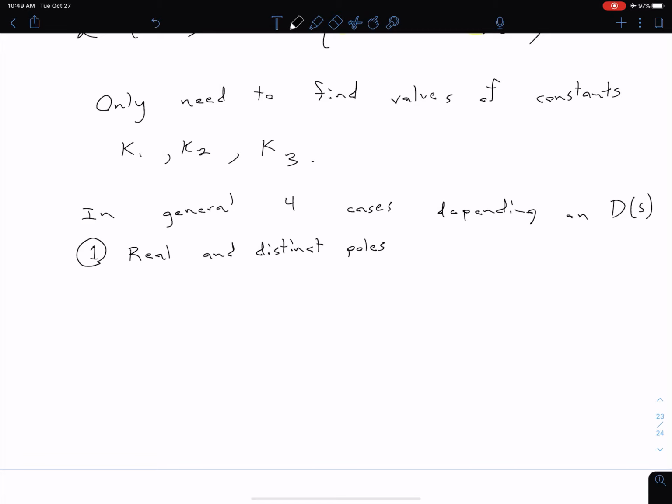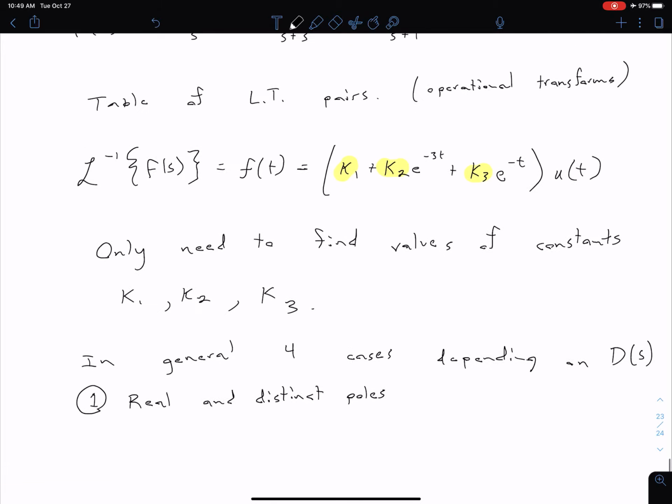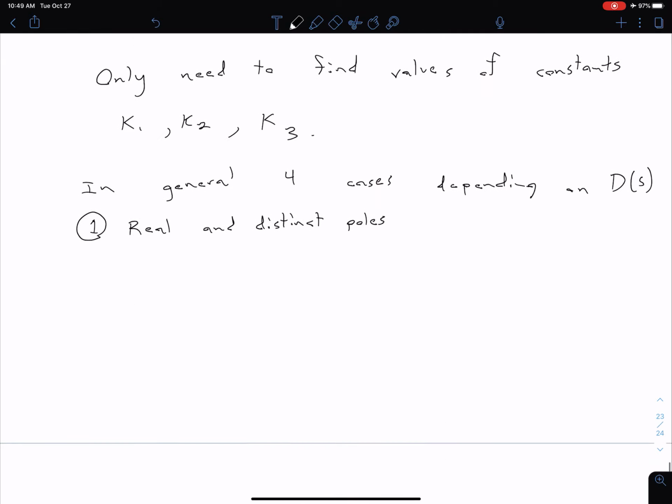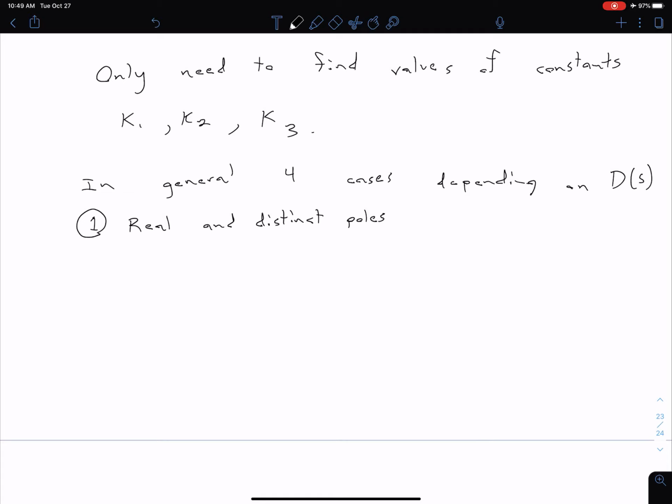As we've talked about before in a different unit, the poles of this function F(s) are just going to be values of s that make our denominator equal to 0, which make our function go to infinity. And so in this case, we see that our poles would be 0, -3, and -1. So in this case above, we have case 1.